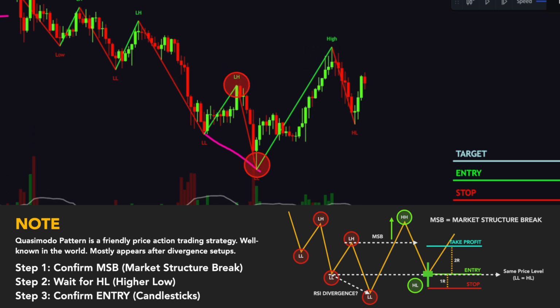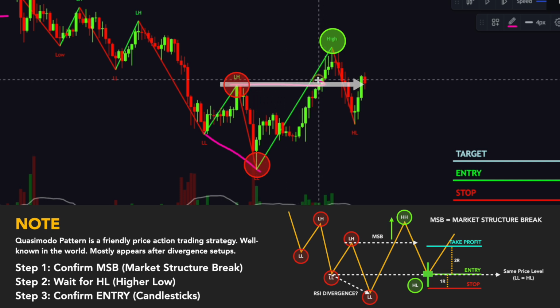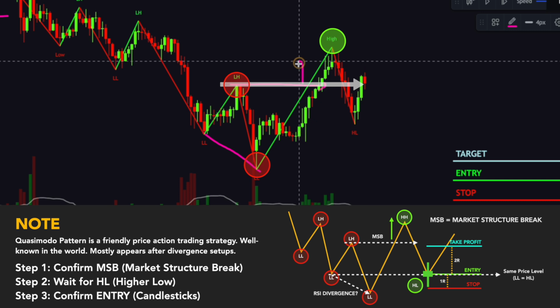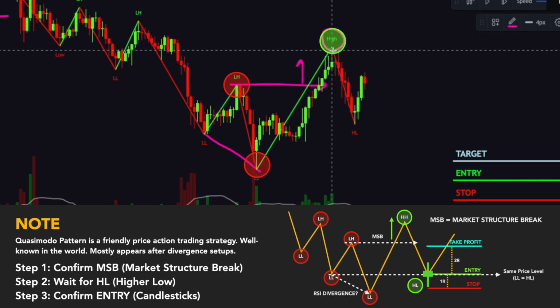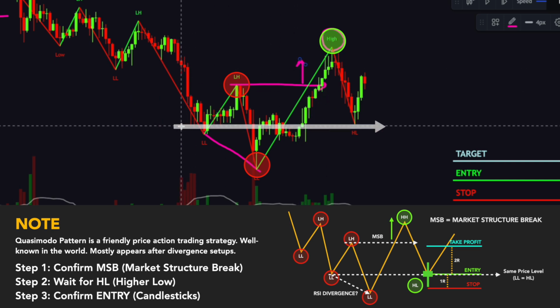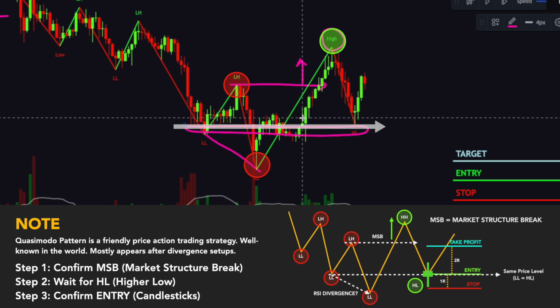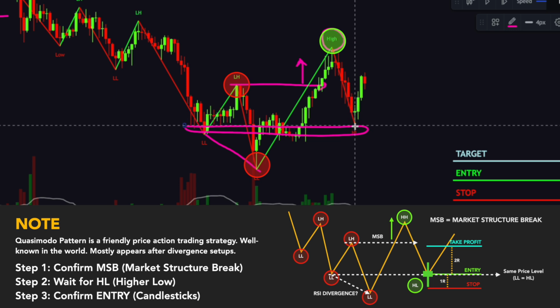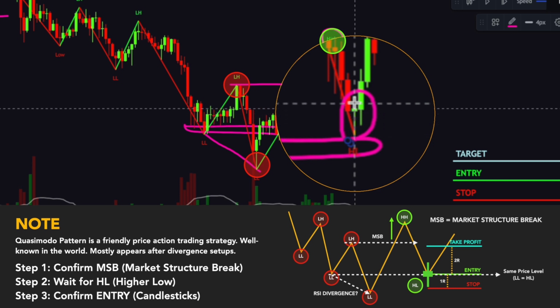Let's check the entry. Step 1: confirm the market structure break. As you can see here, we are breaking the recent lower high and making a new high, which confirms the MSB. Step 2: confirming the first higher low, which has an equal price level with the left shoulder here. Step 3: now, this green spinning bottom was my first significant sign for the entry.